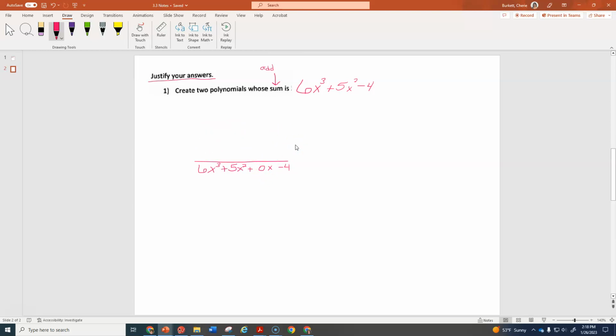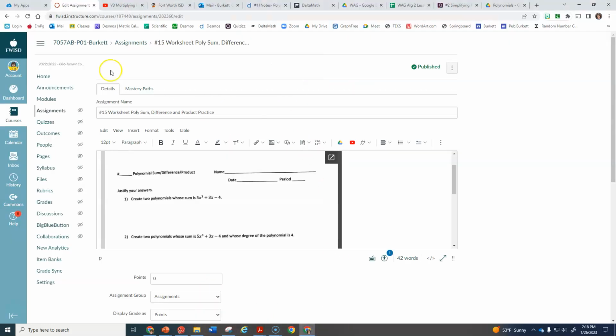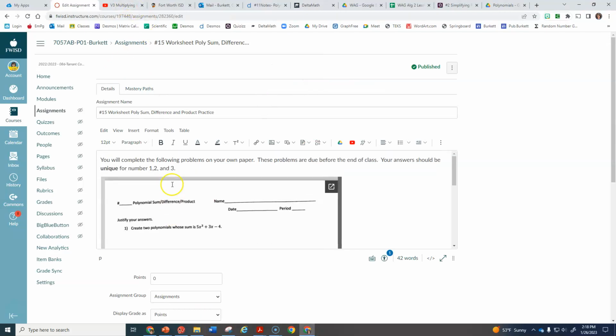However, because the directions say be sure that, and that's on Canvas, the directions on Canvas, let me see if I can find it. The directions on Canvas right here say that your answers should be unique for numbers 1, 2, and 3. So this problem that I'm working right now is very similar to this one. That means everybody in this classroom should have a different answer for number 1, number 2, number 3. As a matter of fact, if I see the same answer, there will be a deduction in points. It should not be the same answer.